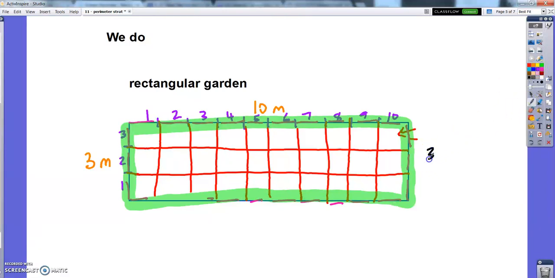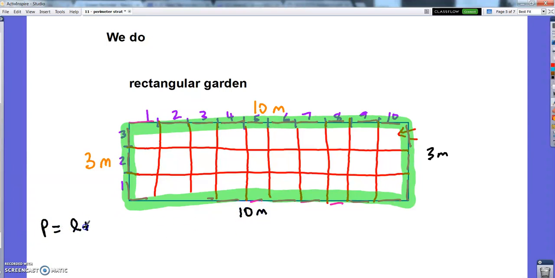This is also gonna be 3 meters and 10 meters. So I can do perimeter equals length plus width plus length plus width, which is 10 plus 3 plus 10 plus 3 is 26.